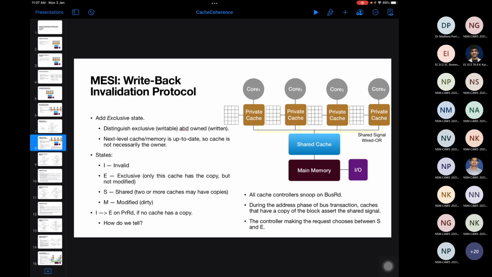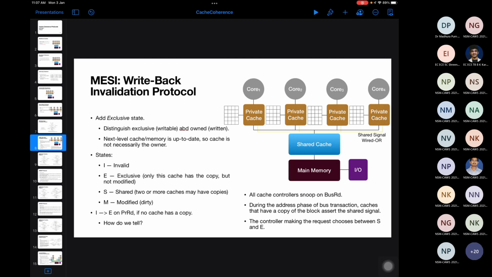As a result, you are now reducing the number of transactions from 2 to 1. Previously, we were having bus read and bus read X. Now we are going to have only one. That is the main advantage with MESI. So we have I, S, M, same as the MSI protocol previously, and we have another one, E, which is an exclusive copy.